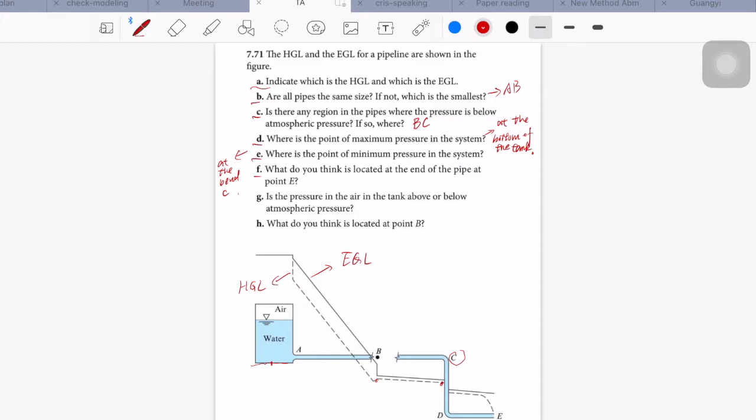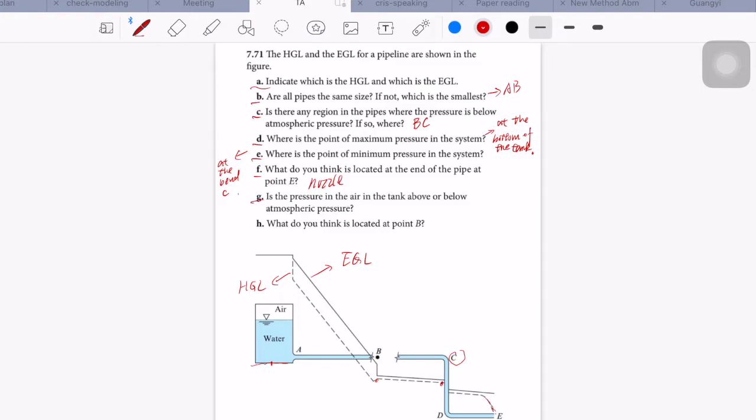So for F, what do you think is located at the end of the pipe at point E? Since we can see the HGL is dropped, maybe there is a nozzle. There is a nozzle at the end of the pipe, and the velocity changed, so you can see the HGL dropped.